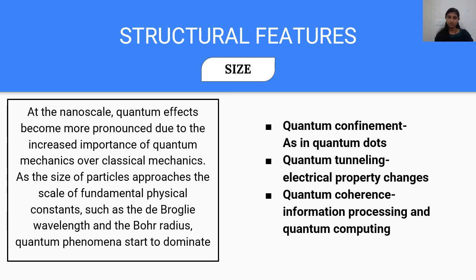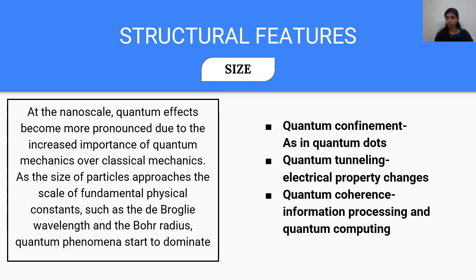The first property that will be affected is the quantum confinement. In nanomaterials, electrons are confined within dimensions comparable to their wavelength. This leads to discrete energy levels and the quantization of energy states, resulting in altered electronic properties. For example, in quantum dots, the confinement of electrons can give rise to discrete energy levels and tunable optical properties.